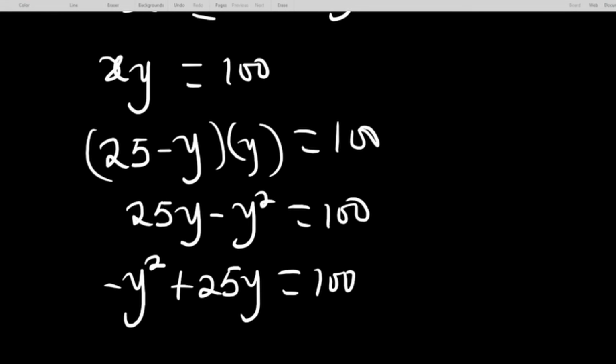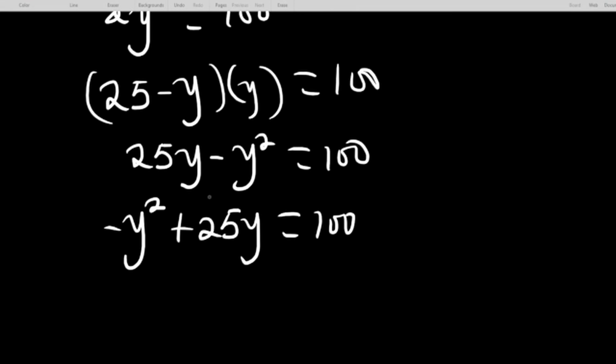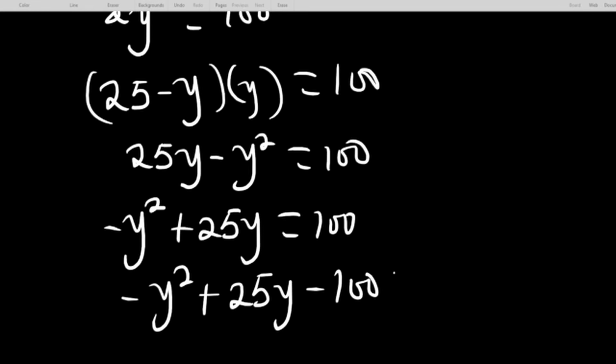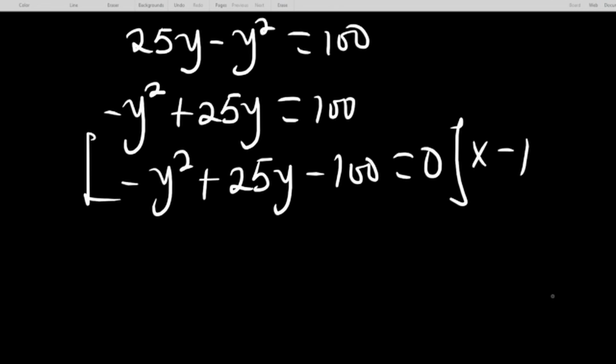Then moving the 100 to the other side, we're going to have negative y squared plus 25y minus 100 equals 0. This is now a quadratic equation. And in order to make it appear nicely, I will have to multiply both sides by -1, so that I will remove this negative here, but the negative will also be distributed across every other thing inside the bracket. The equation remains the same. I didn't change anything. I only rearranged by multiplying by -1.